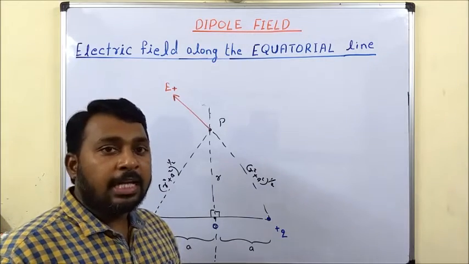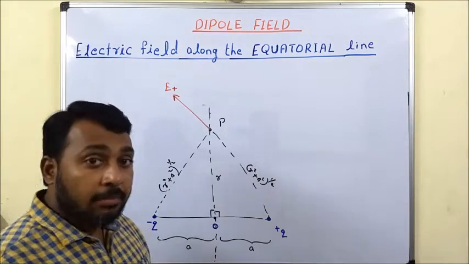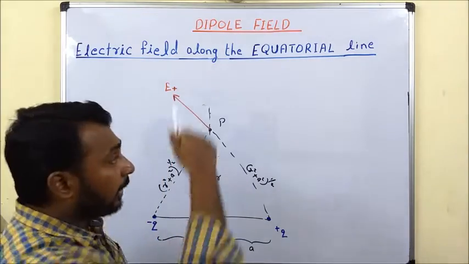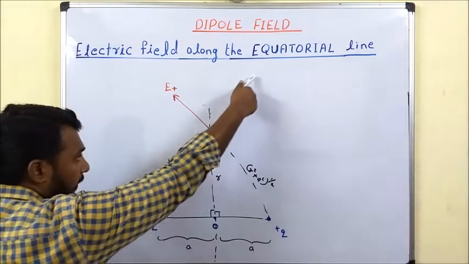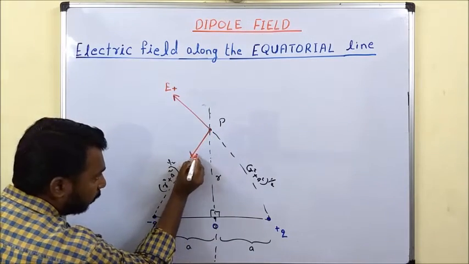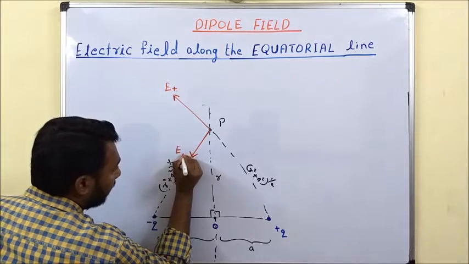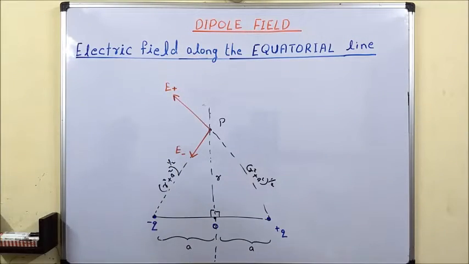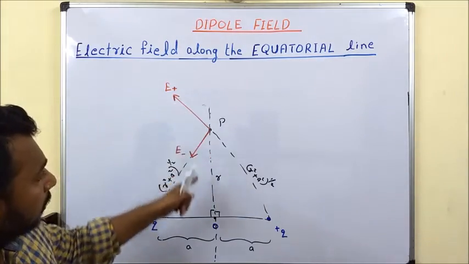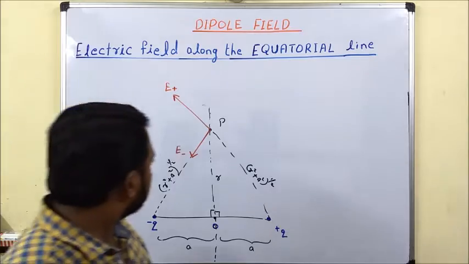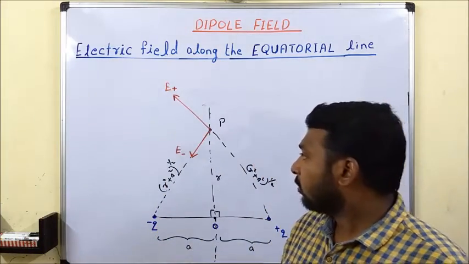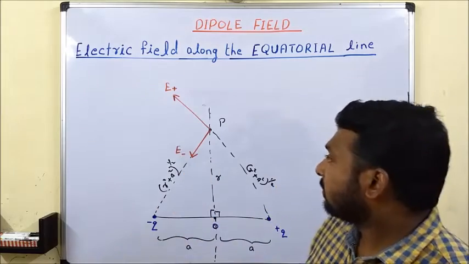In the same way, what will be the direction of E minus? E minus means electric field due to minus Q. It will be directed from infinity to the charge. So at this point P, the direction of E minus will be this. So this is the direction of E minus. Now both electric fields are not along the same line. Clear? So they are at two different angles.